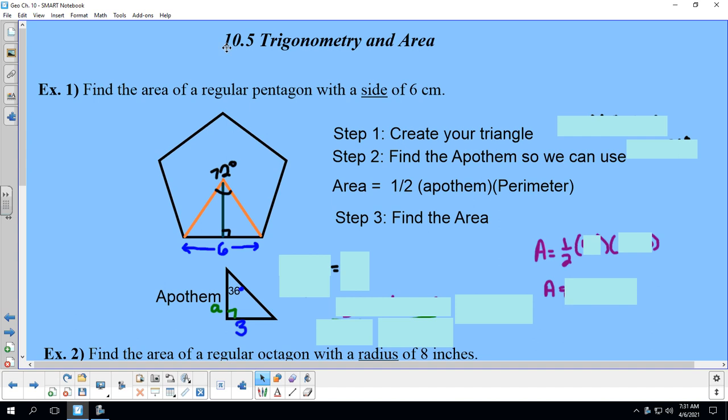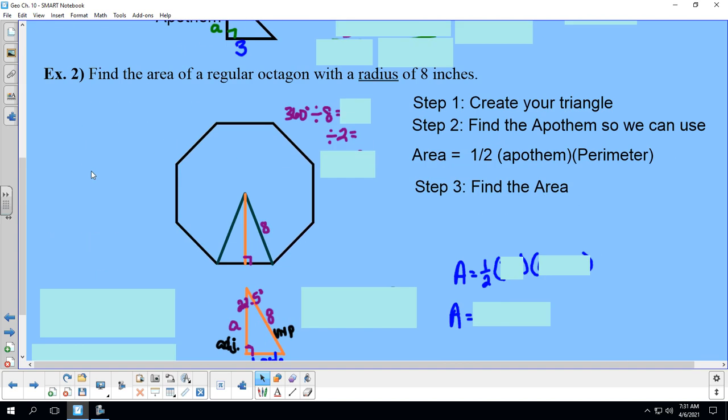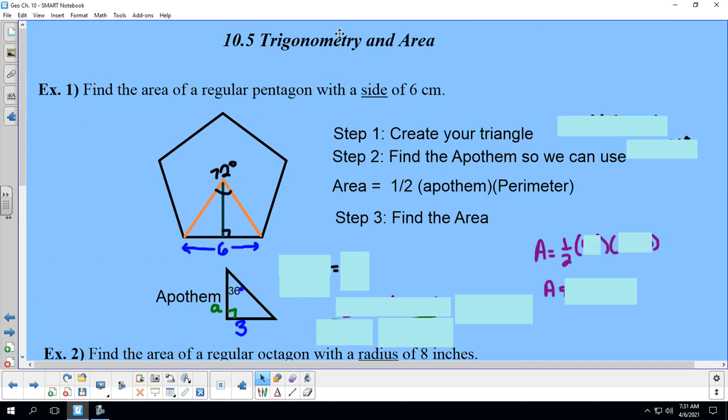I'm Mrs. Applegarth, and today we are going to do Chapter 10, Section 5, Trigonometry and Area. So we are putting together the trigonometry we learned in Chapter 8 and different shapes other than our friend the hexagon. So I'm going to take you through 4 examples, and in these 4 examples you will see all the ways that trigonometry can come into your life.